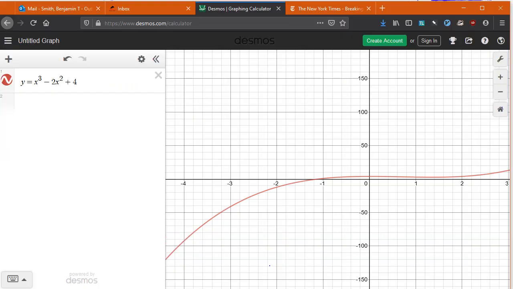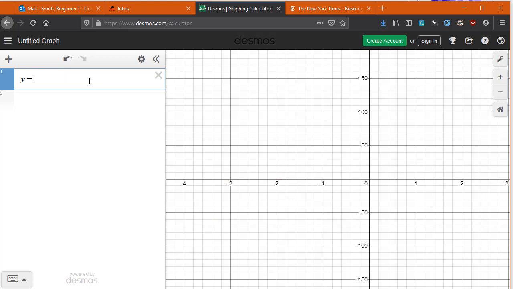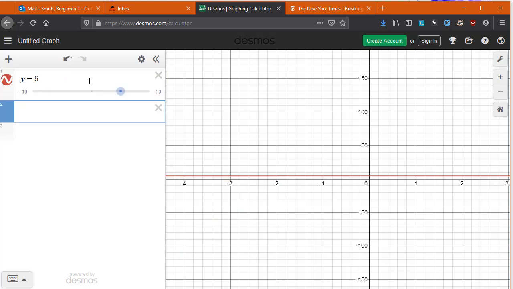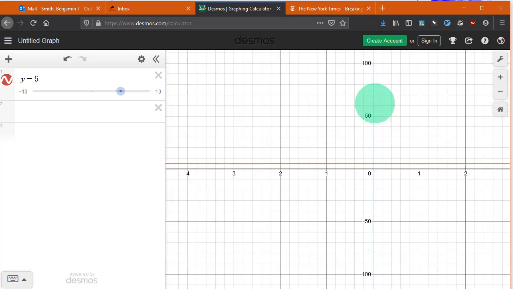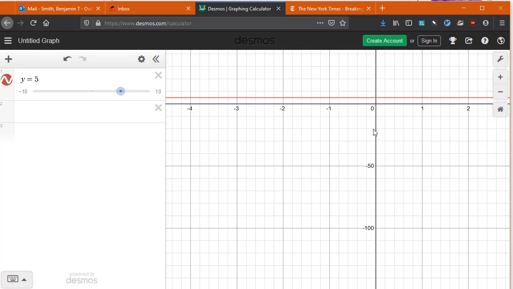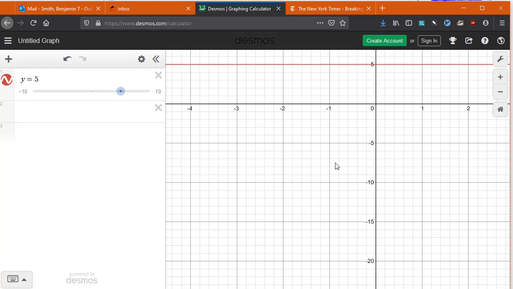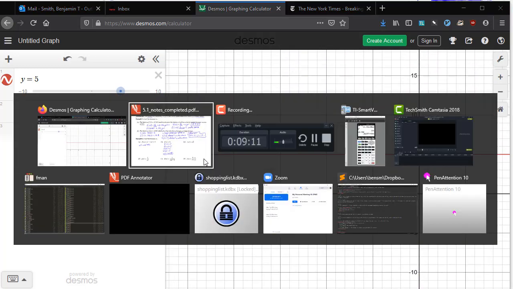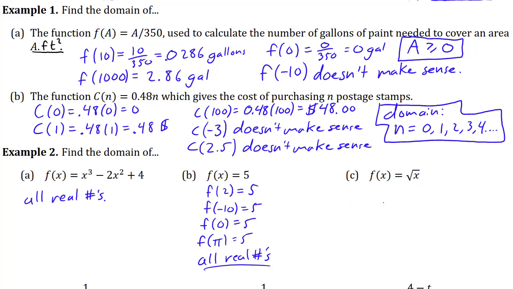And you can see what that looks like when you graph it here. If I was just going to graph y equals 5, there you go. No matter what x you plug in, the y coordinate that you get is 5. There, you can see that's 5 there. Okay, so that's y equals 5.